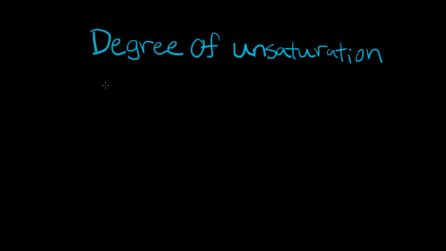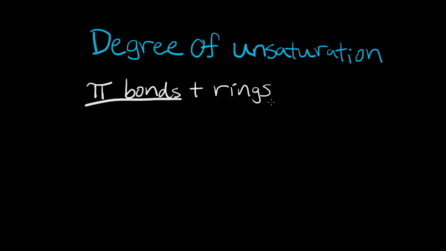So how do you calculate the degree of unsaturation if you're only given the structure of a molecule but not its molecular formula? Well, to do this quickly, you need to remember that the degree of unsaturation is going to be equal to the number of pi bonds plus the number of rings within a molecule. So the degree of unsaturation is the number of pi bonds plus the number of ring structures within a molecule.